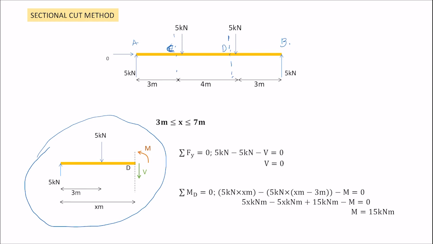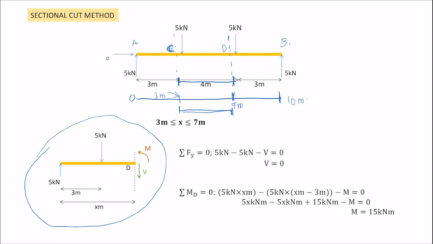And at this point, X must be greater than 3 meters. It means X zero here until here is 10 meters. Okay, here is 3 meters, here is 7 meters, and then 10 meters in total. What we are doing now is for the middle section. That's why X must be greater than 3 meters but must be less than or equal to 7 meters.